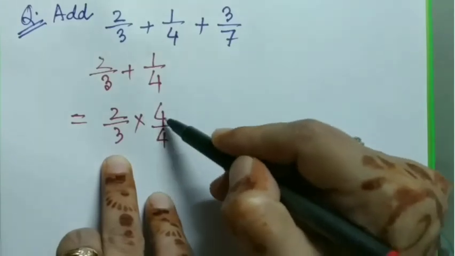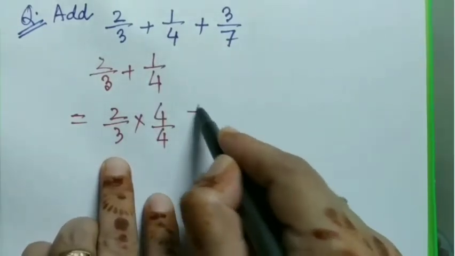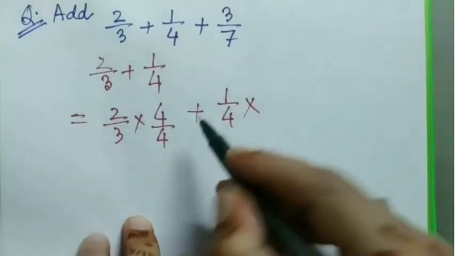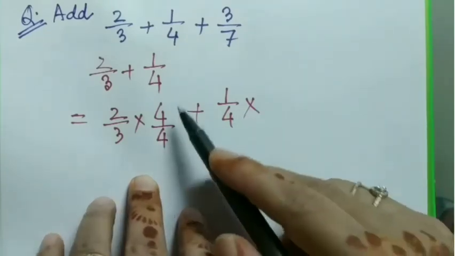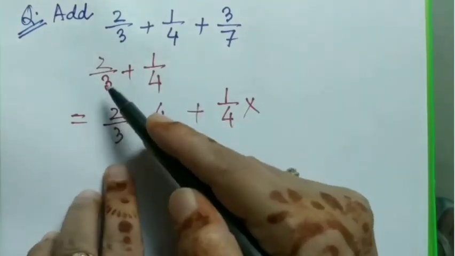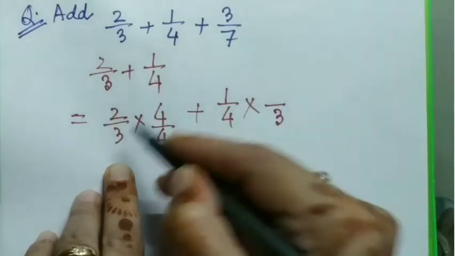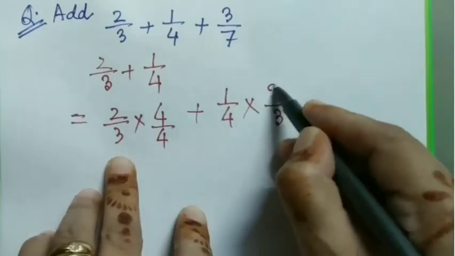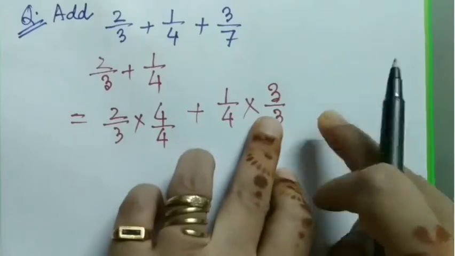Okay, so similarly I am changing this second number also, 1 by 4. Here with which number I will have to multiply? Yes, with the denominator of first fraction, because I am multiplying with this one 3. At the same time I will have to multiply numerator also with 3, that means with the whole fraction 3 by 3 I will have to multiply the second number.